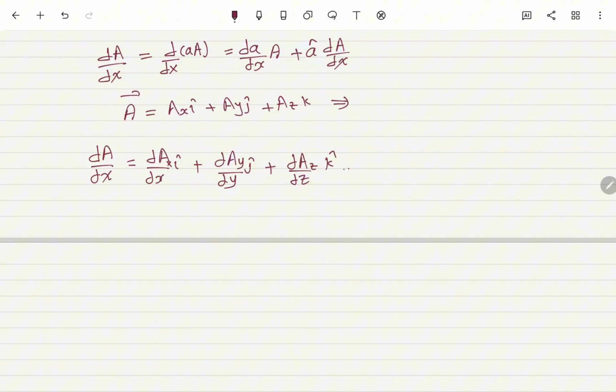As a physics example of this derivative of a vector, the derivative of position vector dr by dt is actually equal to velocity, or r dot. And again, the derivative of velocity v is acceleration, so a is actually equal to dv by dt, or in other words it's v dot.